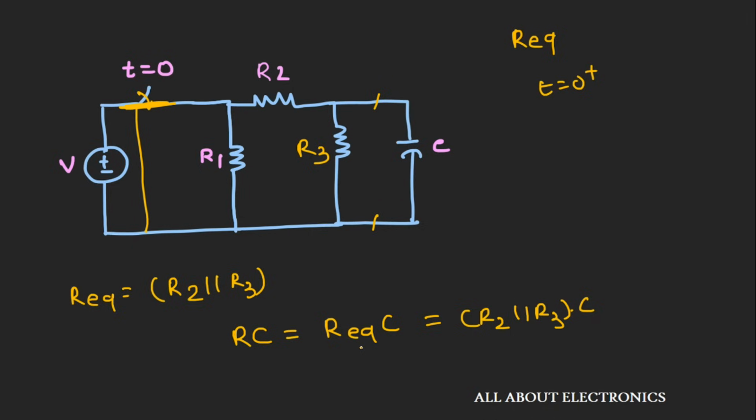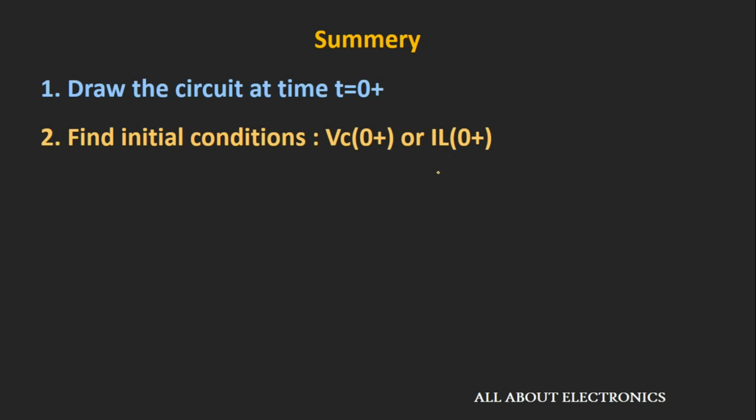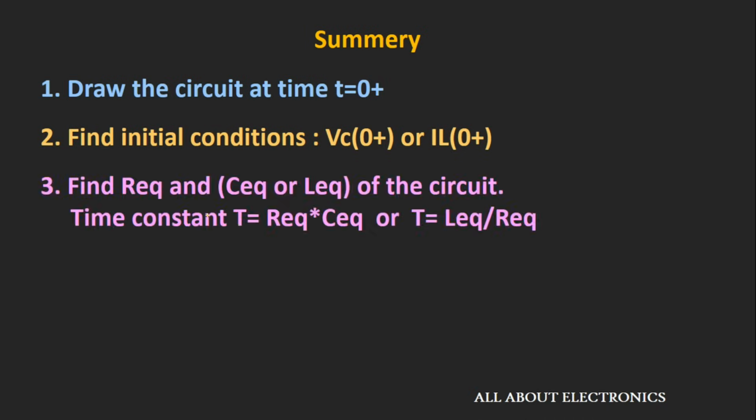Now let us see the summary, or the procedure, to find the transient equation for these RC and RL circuits. First of all, draw the circuit at time t equal to 0 plus, how the circuit looks at time t equal to 0 plus. The second step is to find the initial conditions for the given circuit. That means the capacitor voltage at time t equal to 0 plus if it is an RC circuit, and the initial value of the inductor current if it is an RL circuit. Then, if your circuit contains more than one resistive element, find the equivalent resistance of the circuit. Your time constant will be nothing but R equivalent into C equivalent.